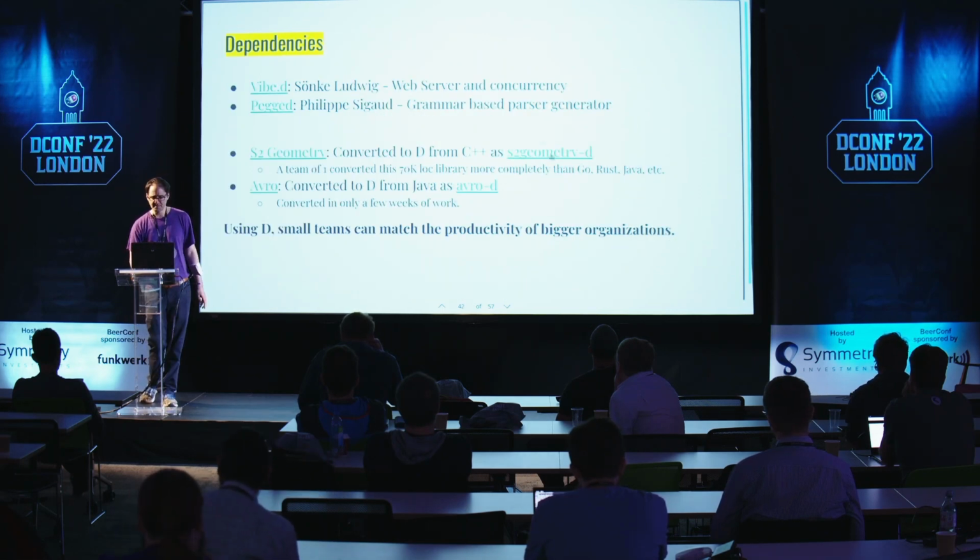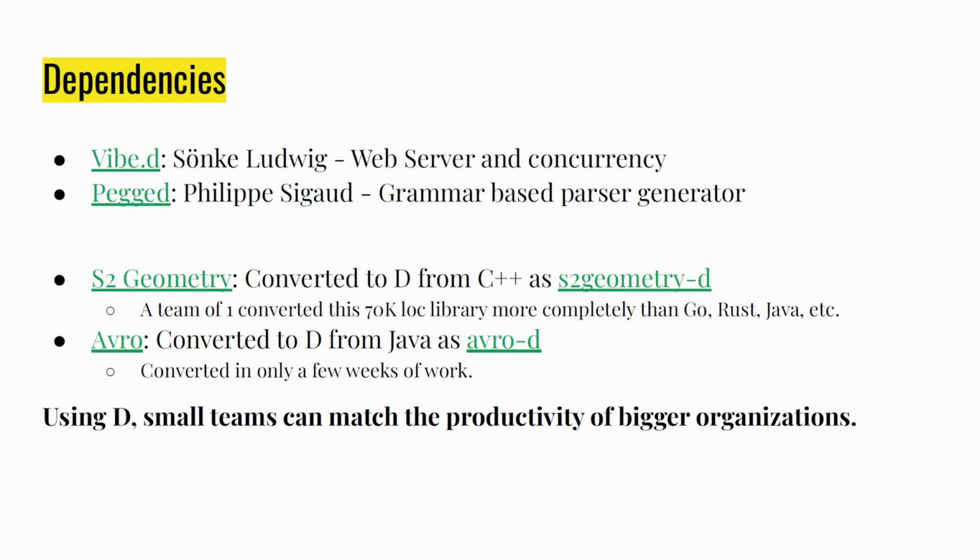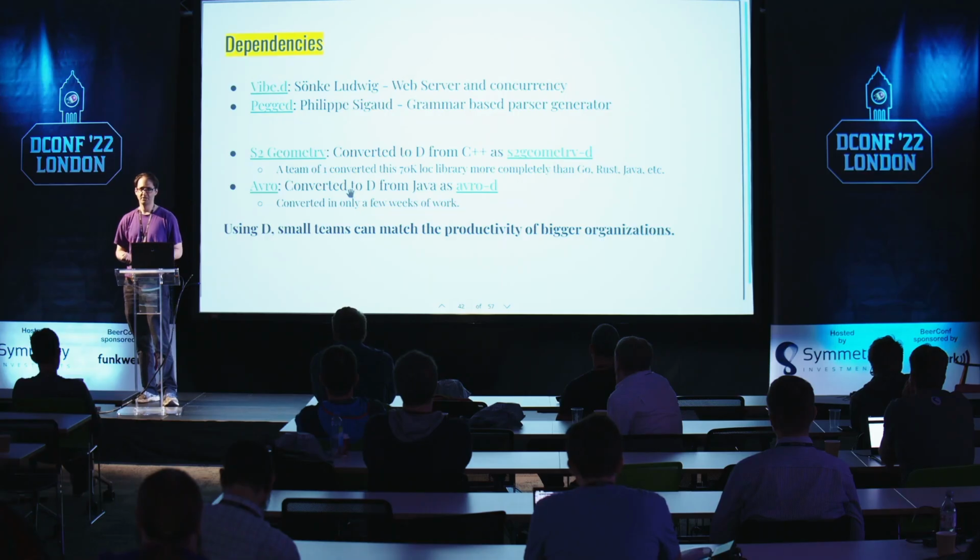Some of the things it depends on. It uses vibe.d as the web server from Sönke Ludwig, who's done an amazing job. If you guys haven't used the Vibe system, check it out. It also uses Pegged from Philippe Sigaud, which is a grammar-based parser generator. So this is for analyzing queries and giving you that SQL-like language. And there's the S2 geometry library, that's a library from Google. It's a C++ library, about 70,000 lines of code. A lot of languages have converted it: Go, Rust, Python, Java. It's a very useful library.